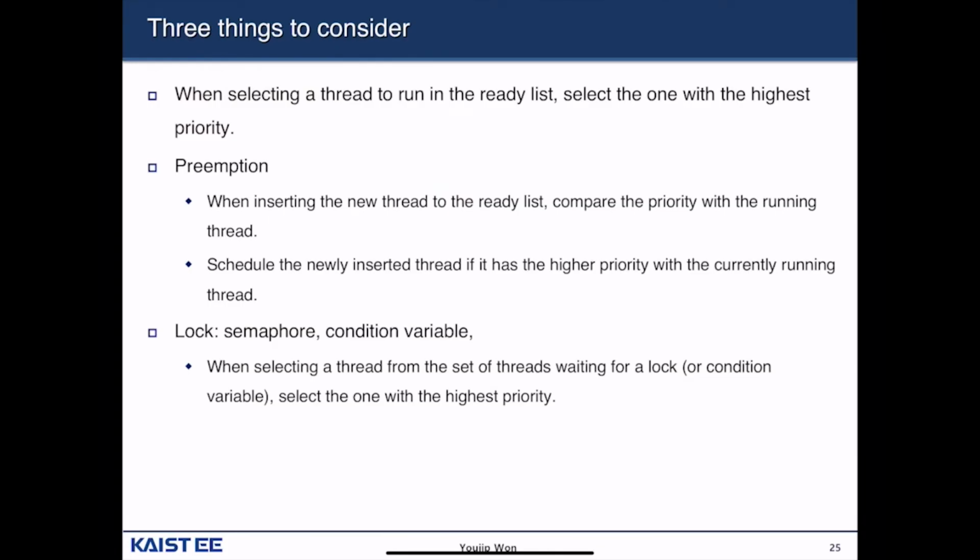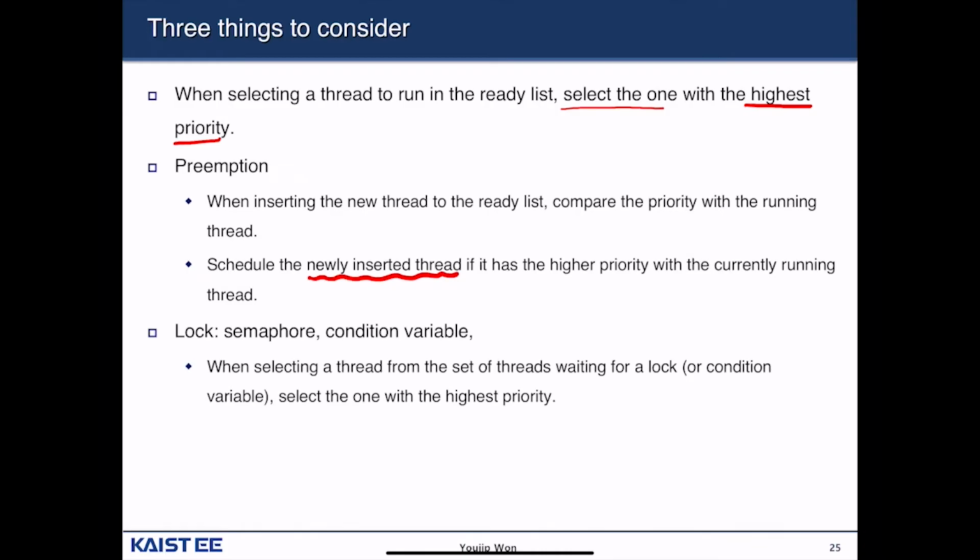There are three things to consider. First, when selecting a thread to run in the ready list, we have to select the one with the highest priority. And when inserting a new thread to the ready list, the operating system is required to compare the priority with the running thread, with the existing one. And we have to schedule a newly inserted thread if it has a higher priority than the currently running thread.